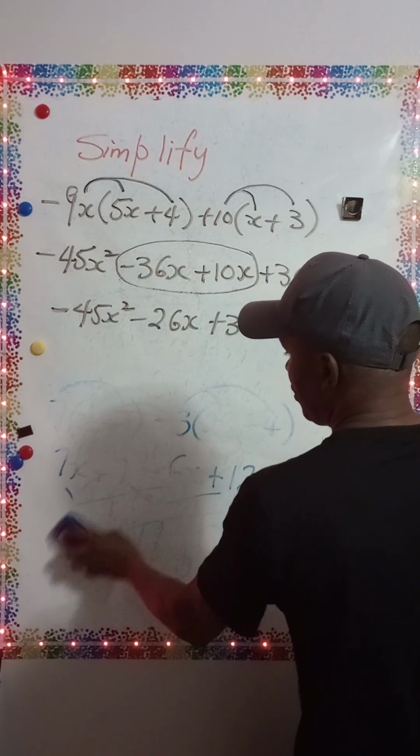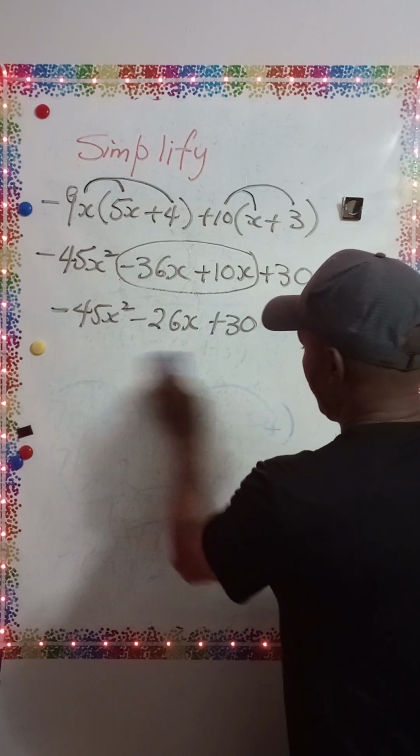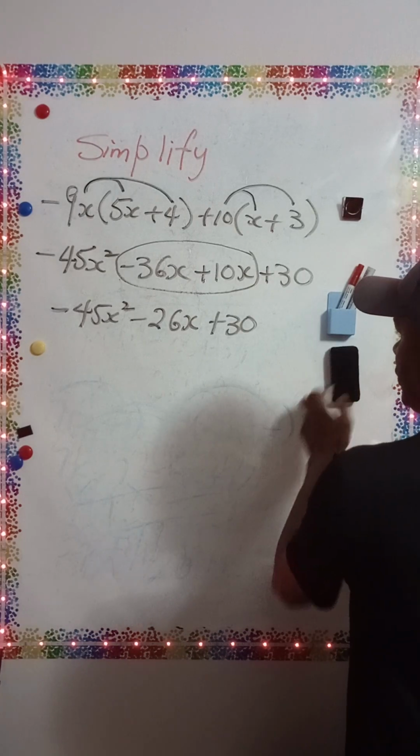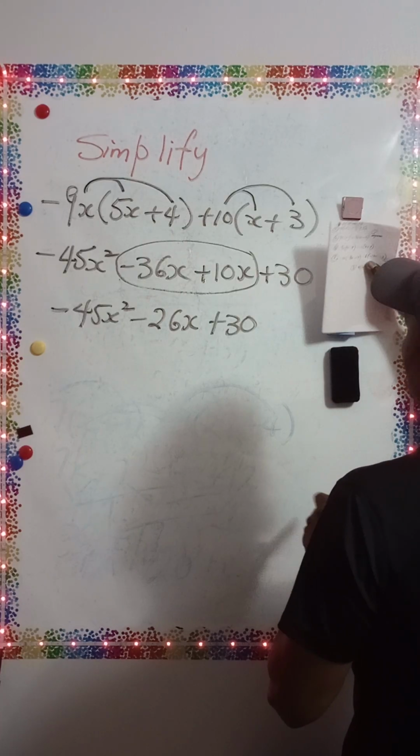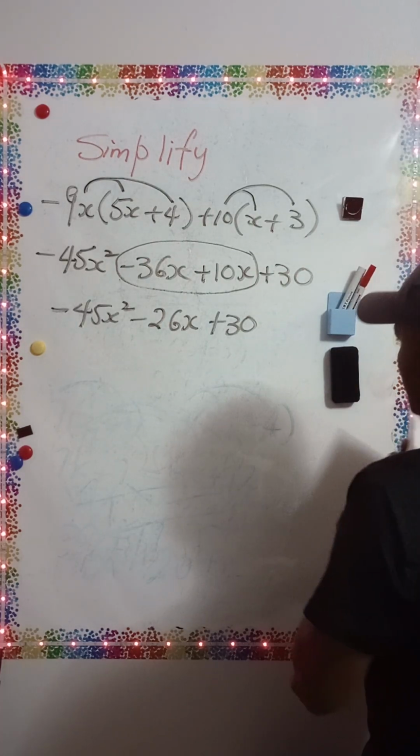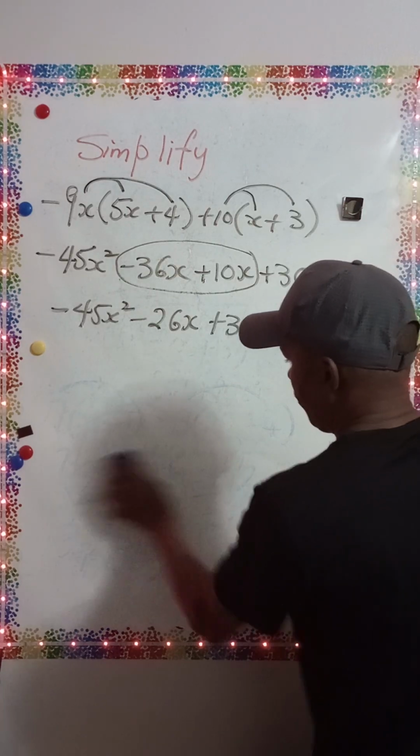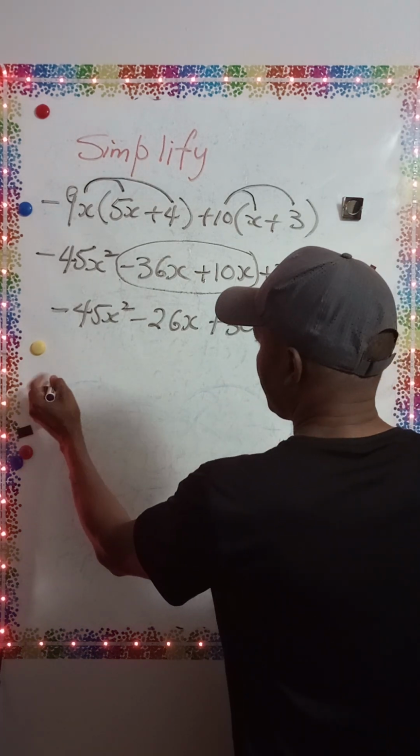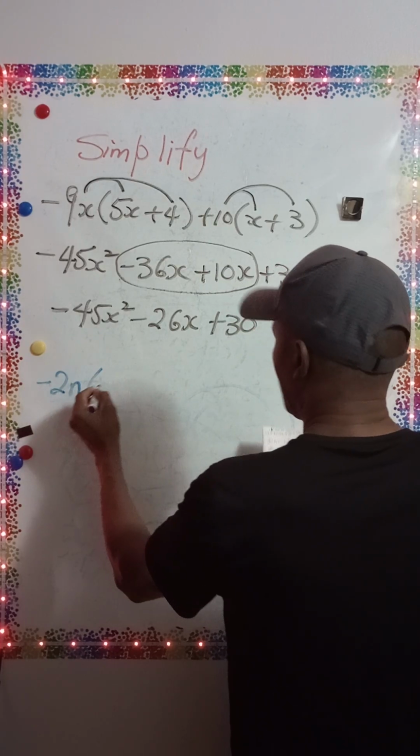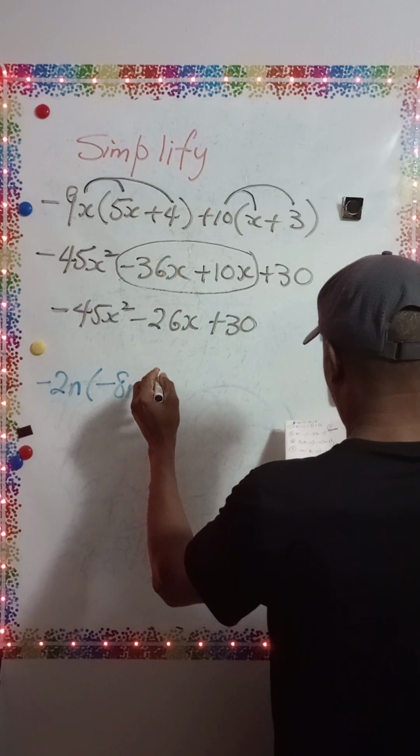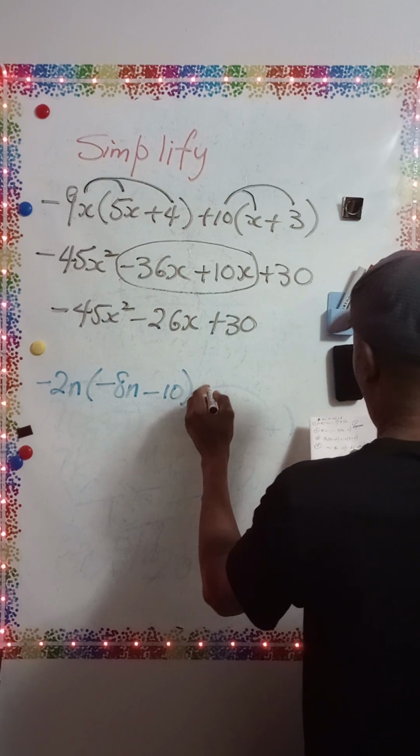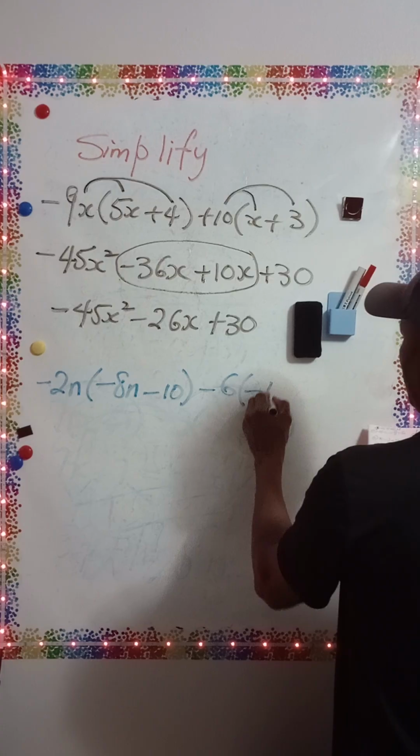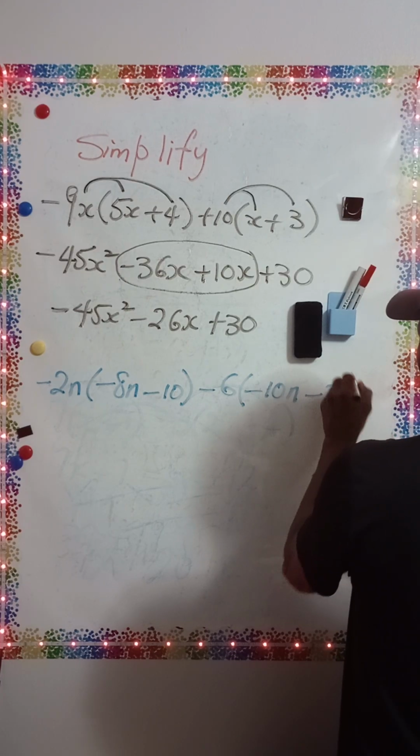Finally, let's try this one before. Good. Look at this one here now. I'll change my marker, change the color so you can see the difference in the problems or the exercises. Let's try that and see what happens. What are we gonna have? You have negative 2n times negative 8n minus 10, minus 6 times negative 10n minus 3.